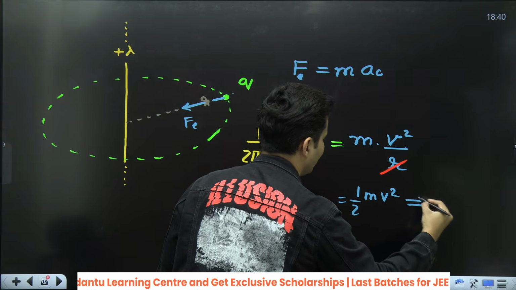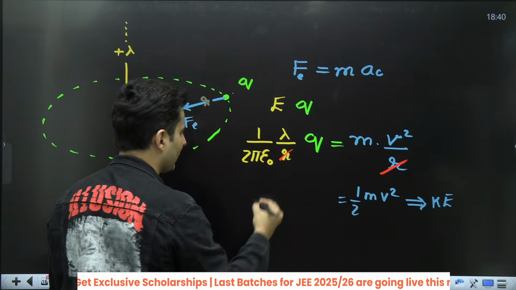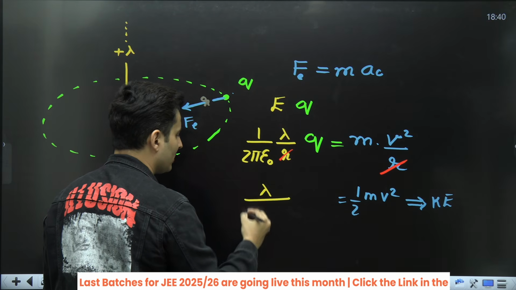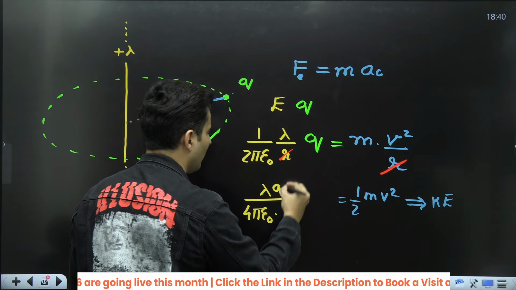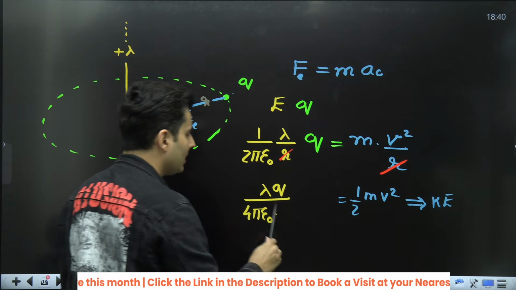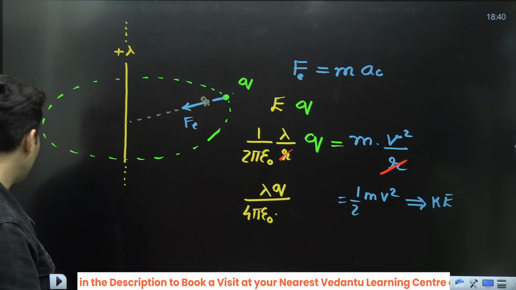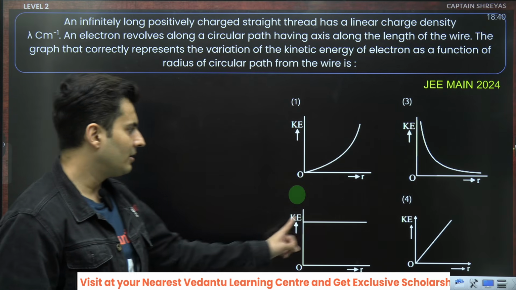Half mv square happens to be the kinetic energy, and on the left hand side what do I get is lambda divided by 2. So 2 into 2 is 4 pi epsilon naught, and q is there on the top. So the kinetic energy is independent of r, so it is constant. Hence this should be the graph.